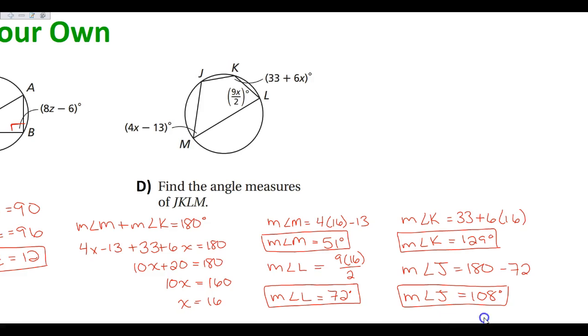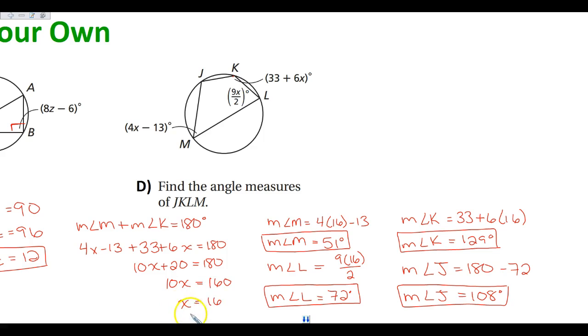All right, let's slide over. And here's the information for the measure of angle D. Remember, opposite angles or opposite inscribed angles are going to be supplementary. So angles K and M are going to add to 180. Angles J and L are also going to add to 180. So since there is no measure for J, I'm going to look at M and K and add those up, set them equal to 180.